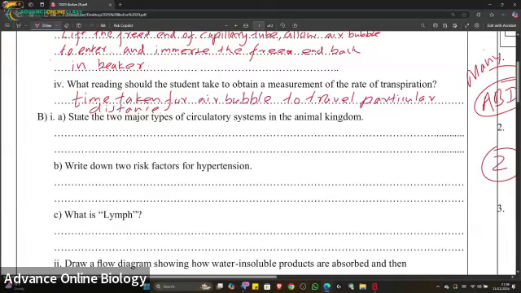State the two major types of circulatory systems in the animal kingdom. Open circulation. Second one is closed circulation.